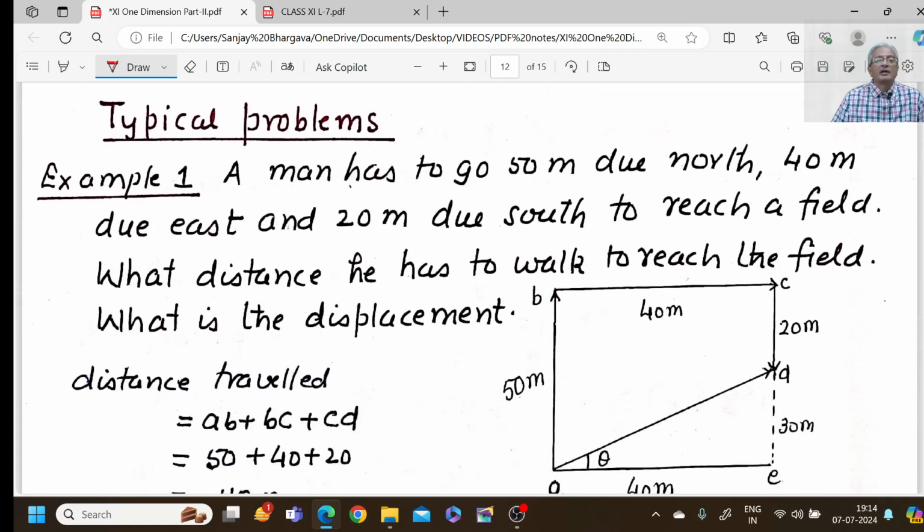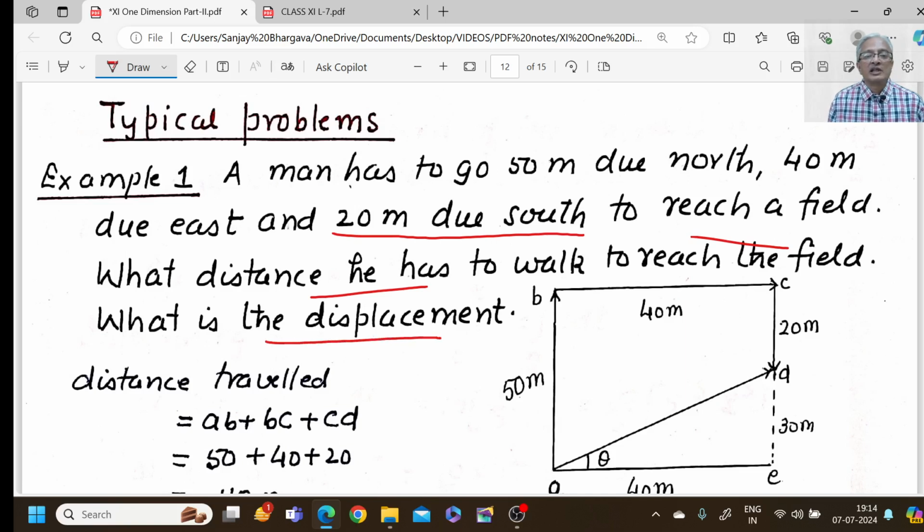We have example 1. A man has to go 50 meter due north, 40 meter due east and 20 meter due south to reach a field. What distance does he have to walk to reach the field? What is the displacement? Let us draw the figure for it.